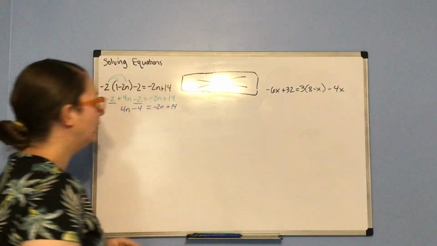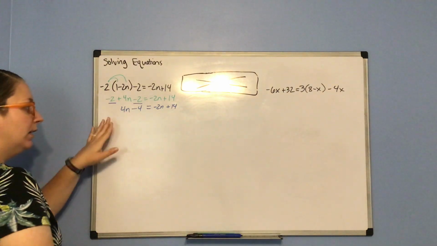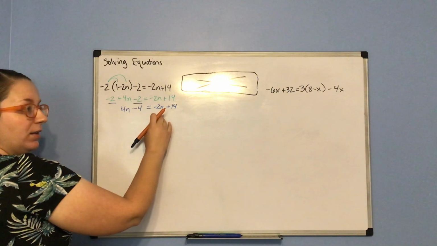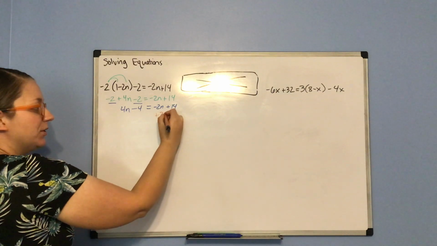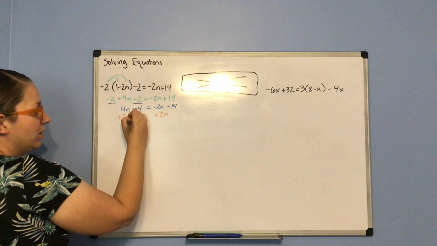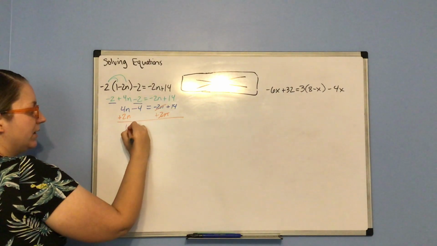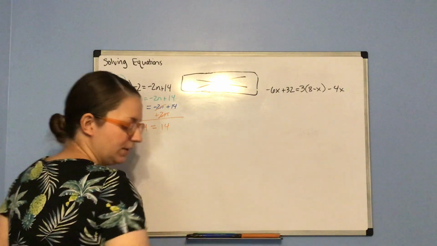Now, we need to get all of our n's on the same side of the equal sign. I like to put all my n's over here, so I'm going to do the opposite of whatever's happening to this n. This is a negative 2n, or a minus 2n. The opposite of minus 2n is plus 2n. So I'm going to do that to both sides. 4n plus 2n is 6n. And now life is a little bit easier to deal with.